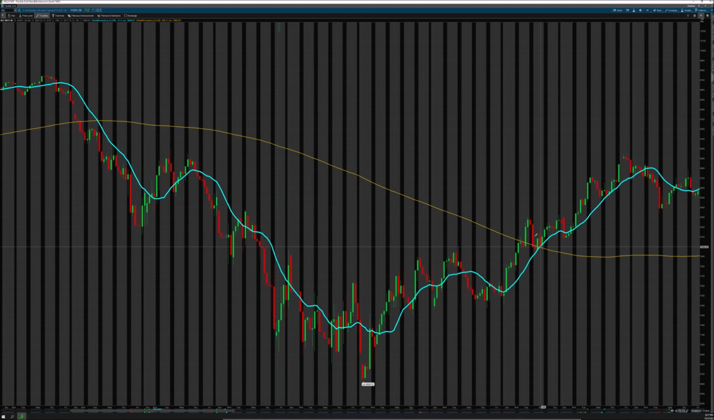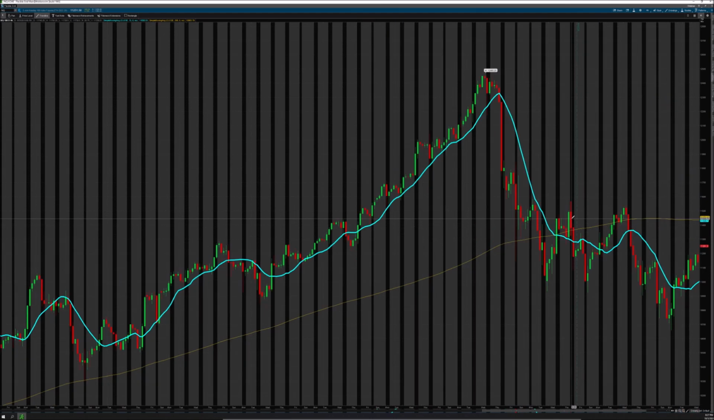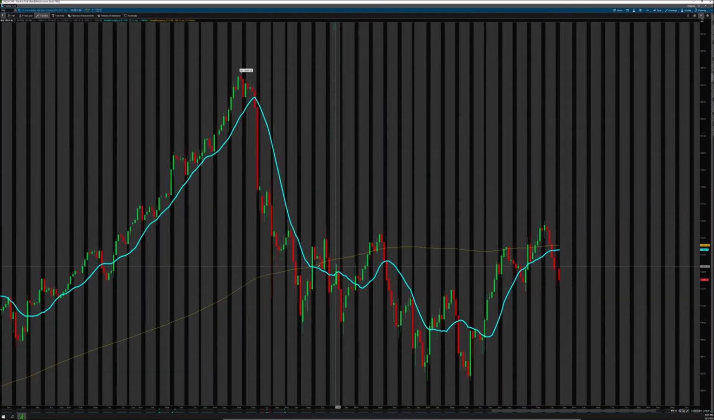And if you held it till it crossed the 200 again, well then it crossed right here on the 200. So you would have made decent profit on that particular trade. You started here. This is where you crossed. So you would have made decent profit. Now looking forward, I'm paying attention to here again. Looks like the 15 and the 200 are about to cross again.